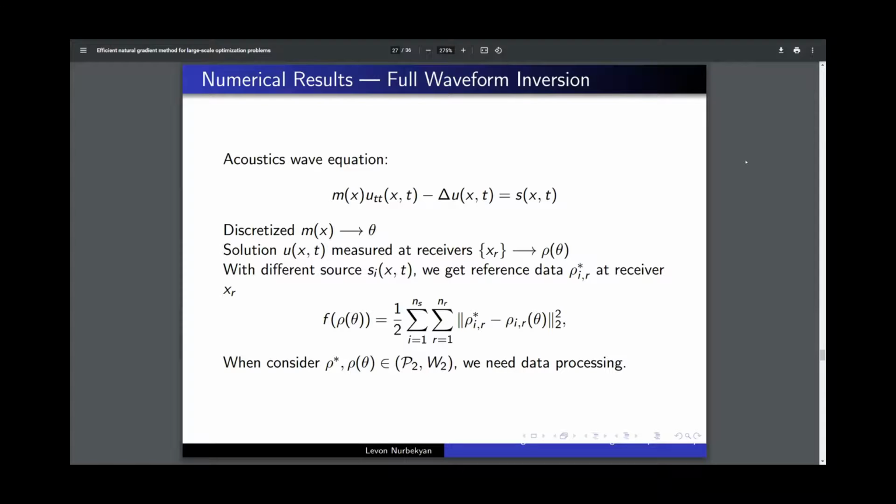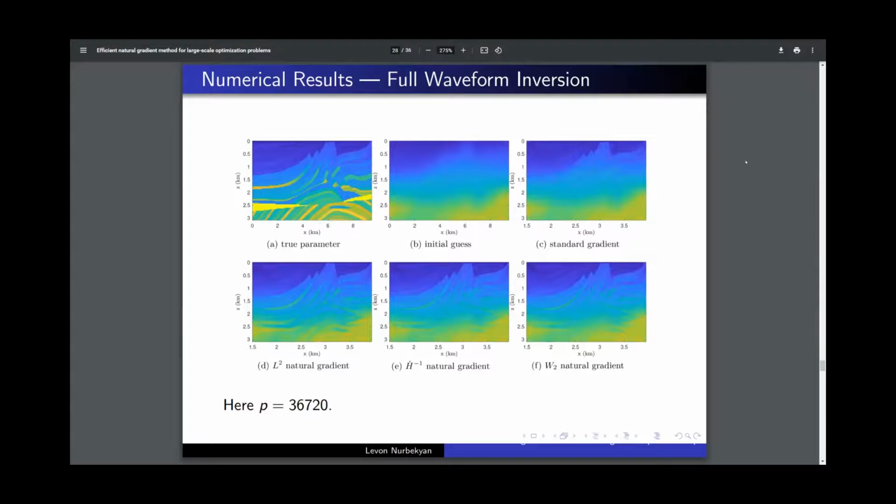And you can solve inverse problems. For instance, you have observations. This is a full waveform inversion problem where we have to recover the coefficient m of x, which is heterogeneous. Once we discretize on the grid, the variable m of x will be of the size of the grid, and now we're going to large scale problems. A is the true parameter, B is the initial guess. First is the standard gradient, and you see the results are not so good. Then if you use natural gradients in different metrics, you get a much better recovery.